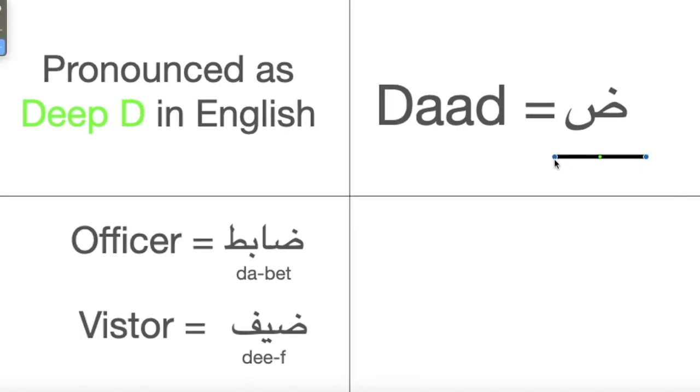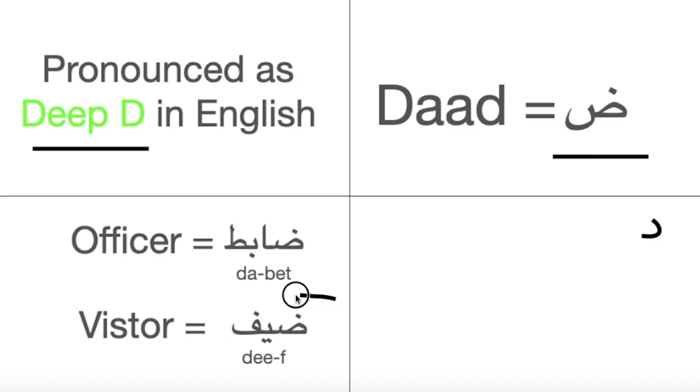Dad. You pronounce it as deep D. Not a regular D as dal. You remember when we said dal? We said dal equals D. But this is a different letter, though. This is Dad. You pronounce it as a deep D.